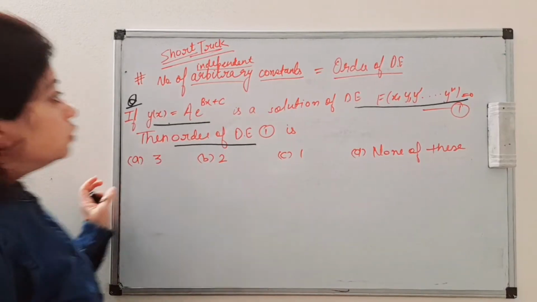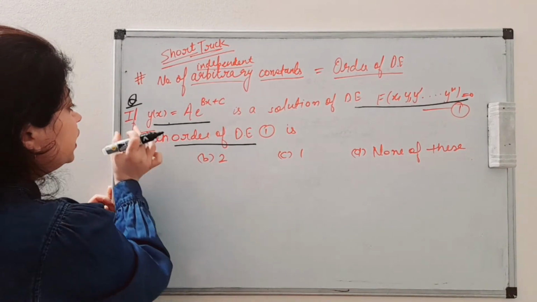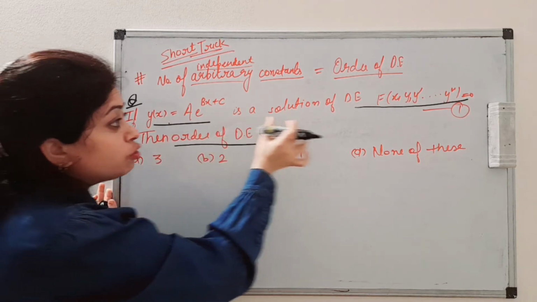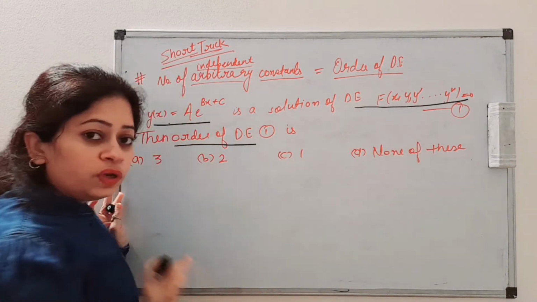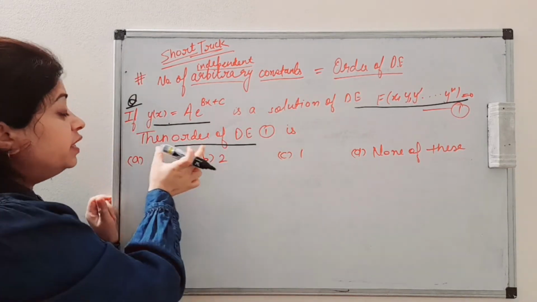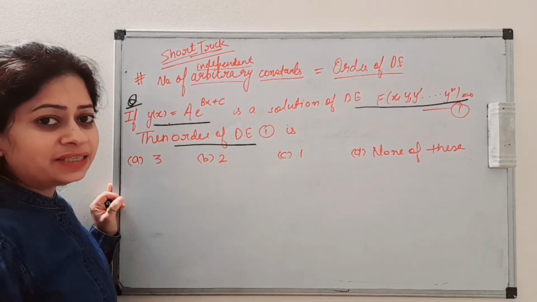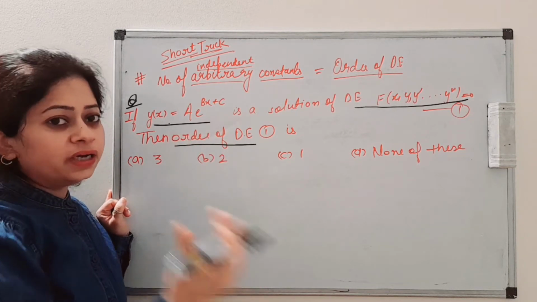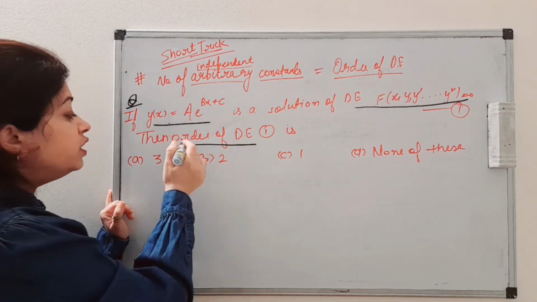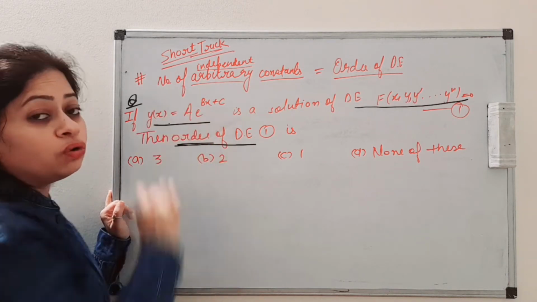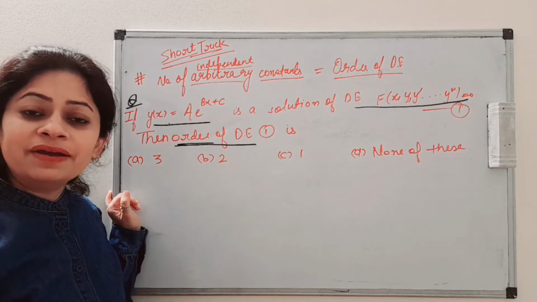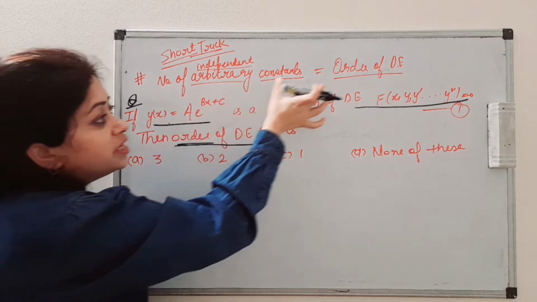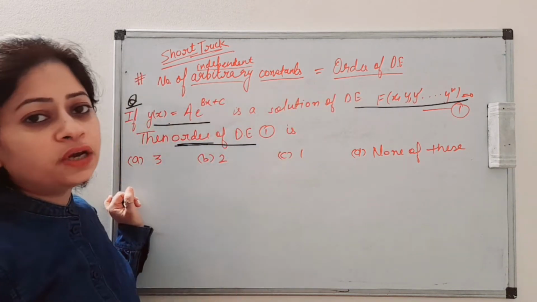Suppose we got a question: if y(x) is equal to a e raised to power bx plus c is a solution of a differential equation. We don't know the differential equation and we need to calculate the order. In such cases, what do we do? We form the differential equation and then we tell the order and degree, whatever we need. But if we need to tell only the order and we know the general solution, then how can we calculate the order? By this short trick: the number of independent arbitrary constants is equal to the order of the differential equation.